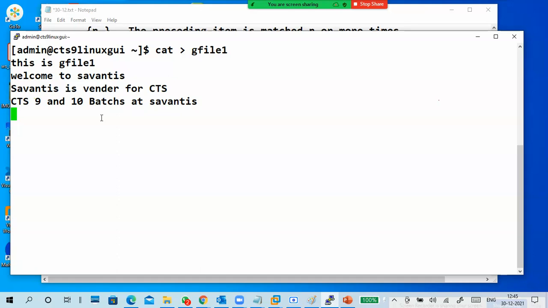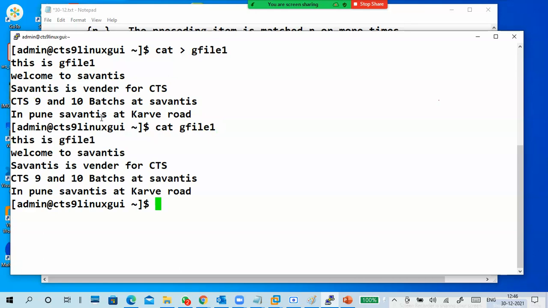Now I want a line. Any Pune, in Pune, Savantis. Savantis at Karve Road. Okay, concentrate on 70s. We'll add other lines later. So Control D, done. Cat g file one. So this is my file.